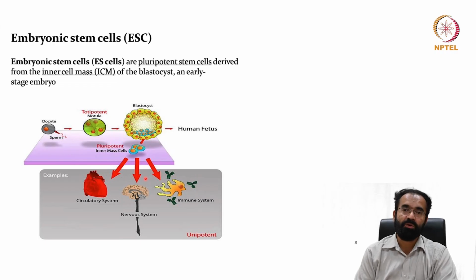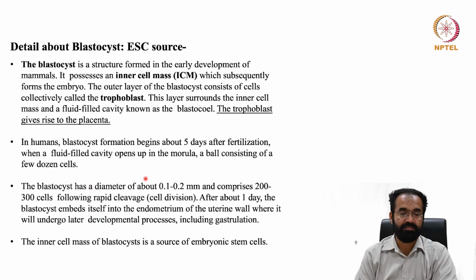They are capable of differentiating into a fully committed or fully differentiated cell, but they can have an intermediate stage also. So if you look at more details about the blastocyst or the embryonic stem cell source, the blastocyst is a structure formed in the early development of the mammals, and it is the inner cell mass. In short form, it is called ICM, which subsequently forms the embryo.